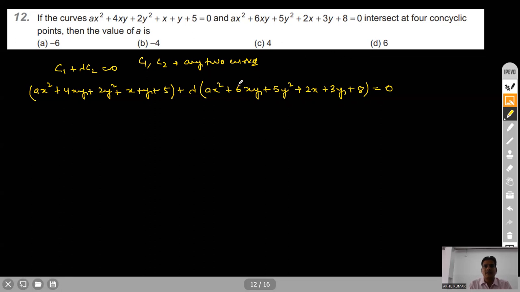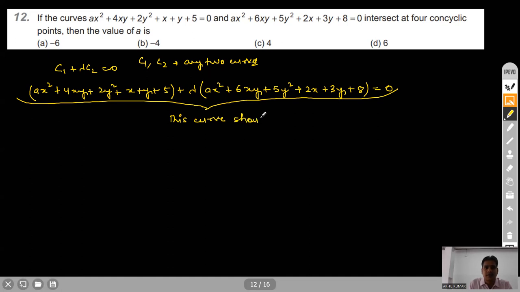Now, it is saying that these two curves are intersecting at four concyclic points. What does it mean? All the four points lie on a circle. So this resulting curve should be the equation of a circle. Then only they will lie on concyclic points. So this curve should be a circle basically. Okay, so let's simplify this curve.